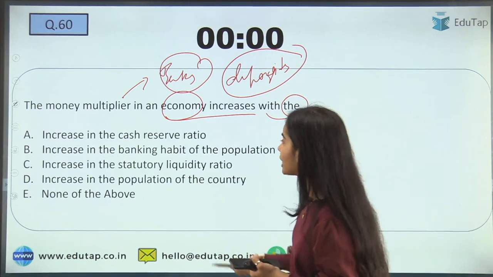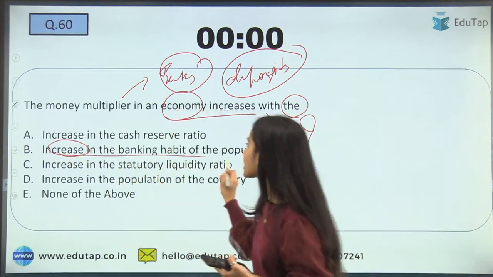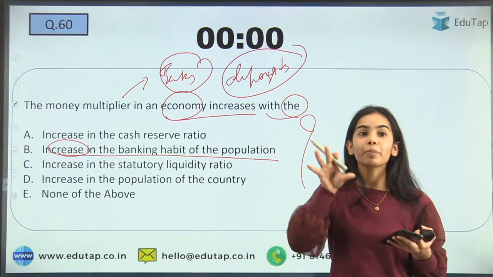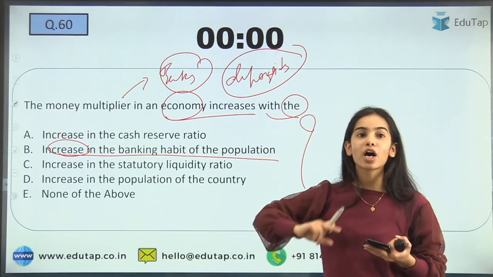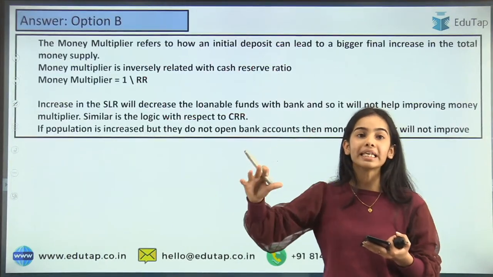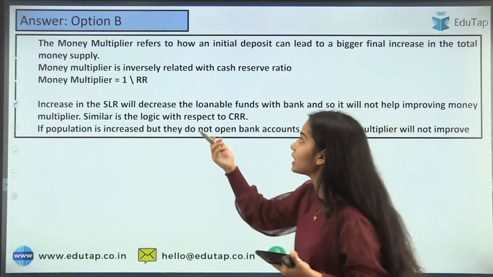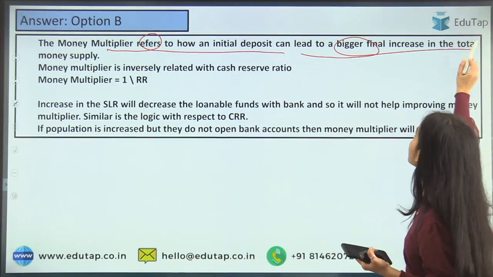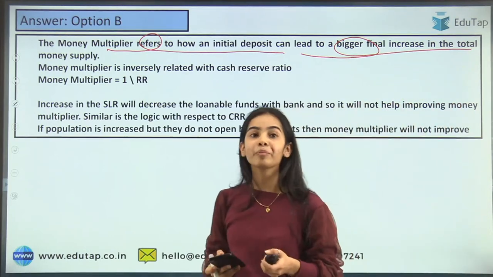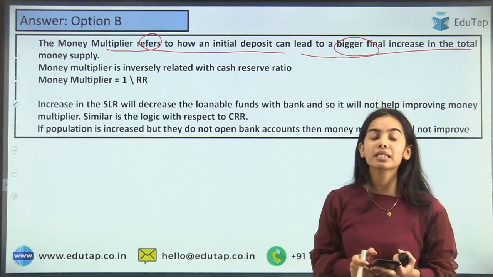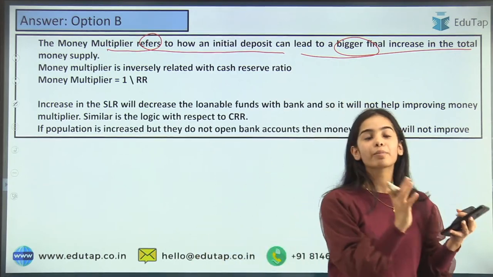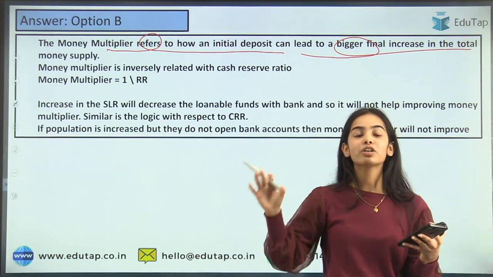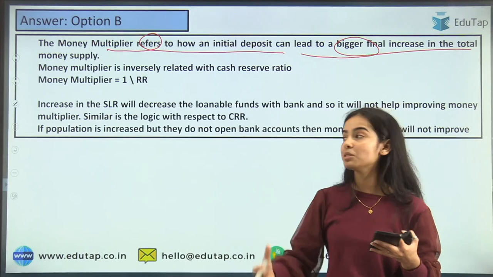So Karan is saying B, and that is the right answer. Increase in the banking habit of the population. So people will be putting more money with the banks, and that's how the banks will get more money, and they can easily multiply the money. Money multiplier refers to how an initial deposit can lead to bigger final increases in the total money supply. If the SLR is increasing, CRR is increasing, the banks will not be able to give more loans, and that's why they will not be able to create much money multiplier.